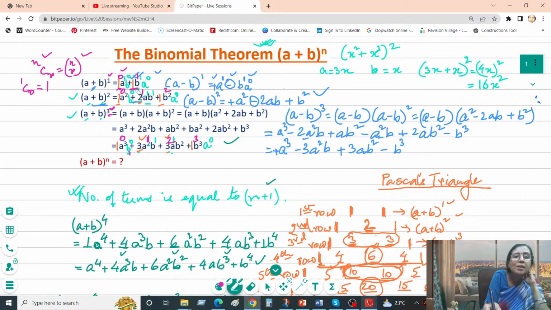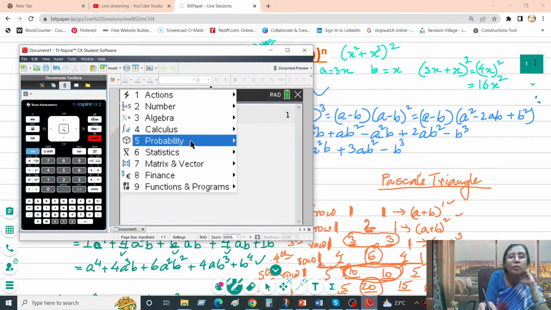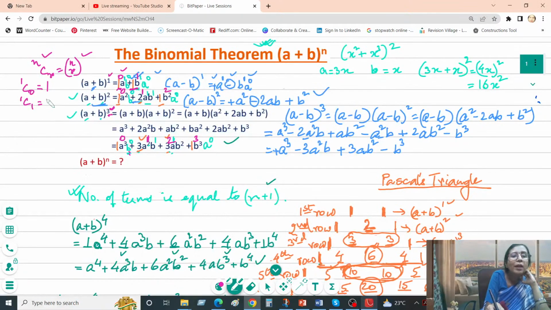What about this? This is the first term. So n value is the same, n is 1. It is 1C1. What is this value equal to? Again, going to menu, probability, combination 1 comma 1. Enter. Again 1. Hence, we are having 2 ones.